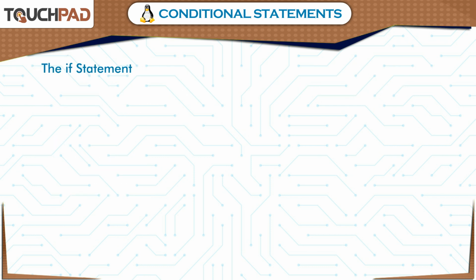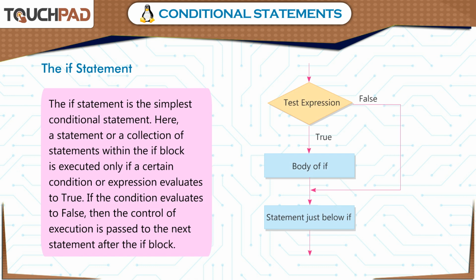The if statement. The if statement is the simplest conditional statement. Here, a statement or a collection of statements within the if block is executed only if a certain condition or expression evaluates to true. If the condition evaluates to false, then the control of execution is passed to the next statement after the if block.